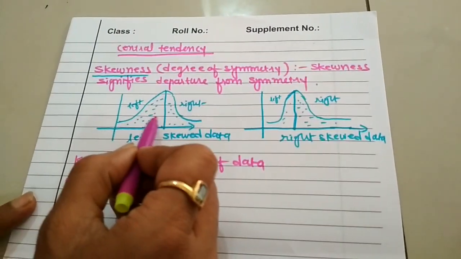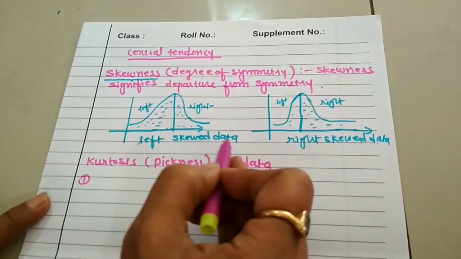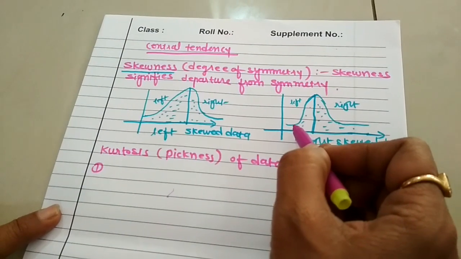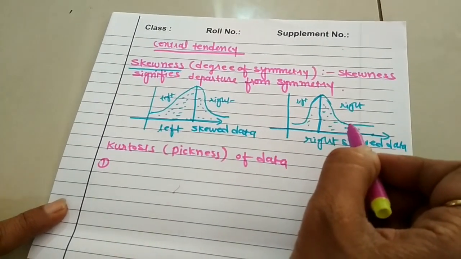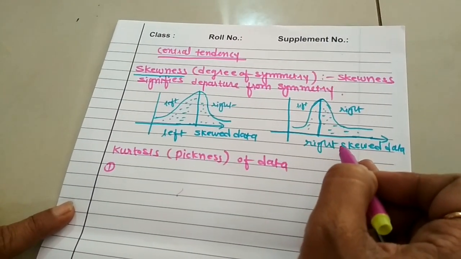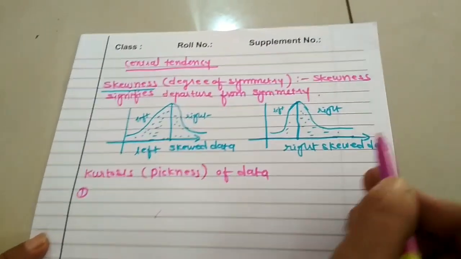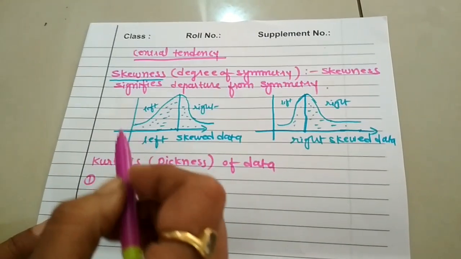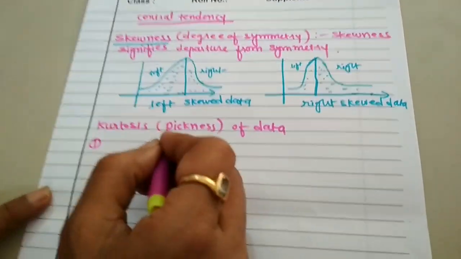So more data is here, so it is called a left skewed data. And if we again plot the data on the graph and more data is on the right side, then that graph is called a right skewed data. This is the skewness of data. Now the second point is kurtosis.